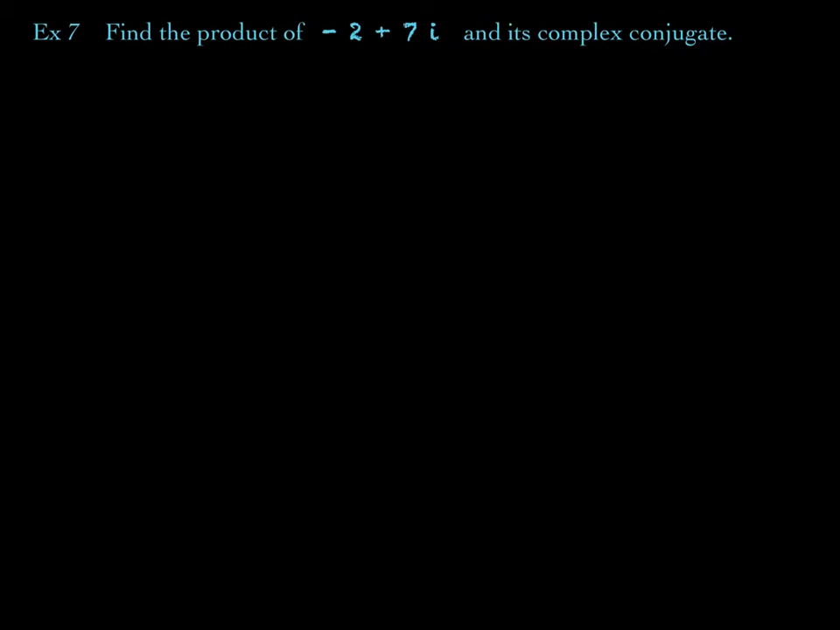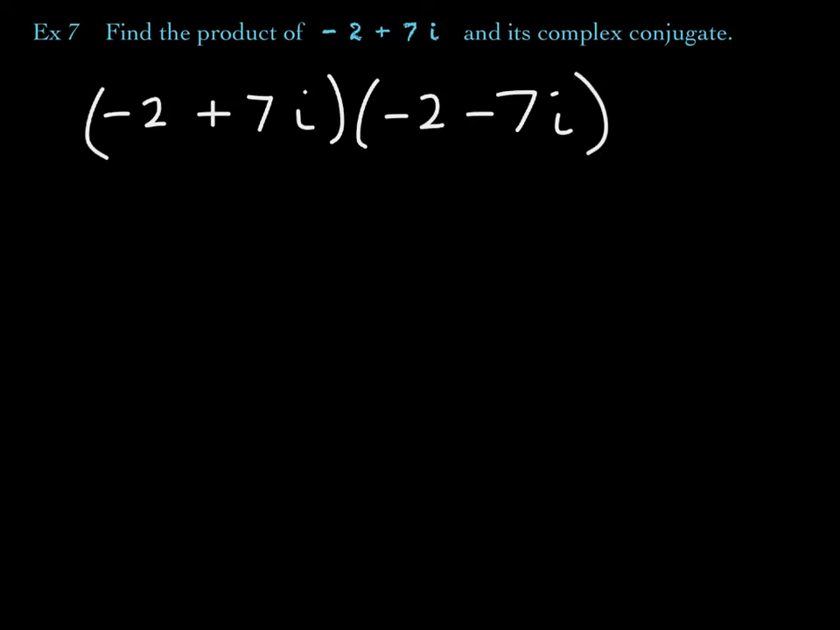Now, remember that a complex conjugate is just the opposite operation, okay? It's not the opposite number. It's just the opposite operation. So, negative 2 plus 7i, its complex conjugate, is going to be negative 2 minus 7i. So they want us to multiply this number that they gave us by its complex conjugate. Okay, this is the complex conjugate of this number. Notice that the only thing that I changed was the operation from addition to subtraction.